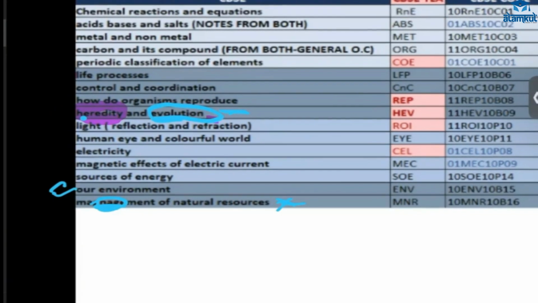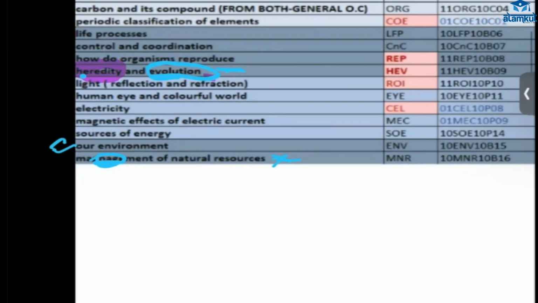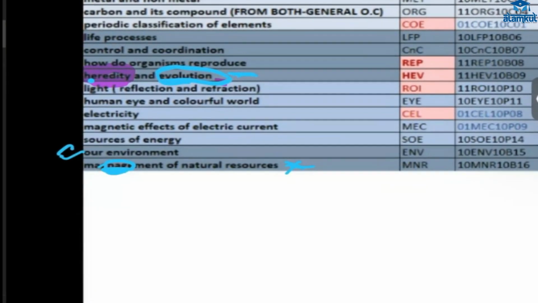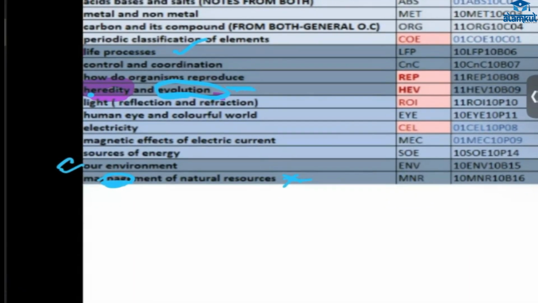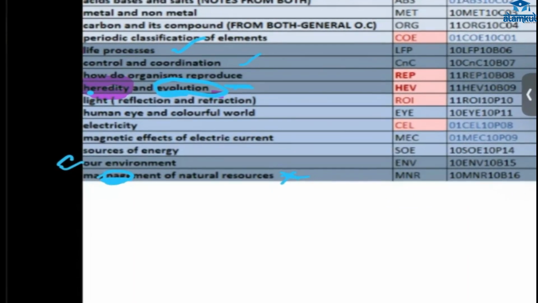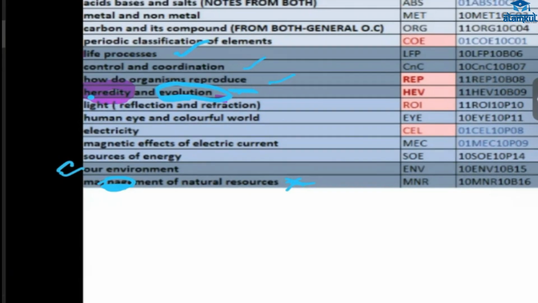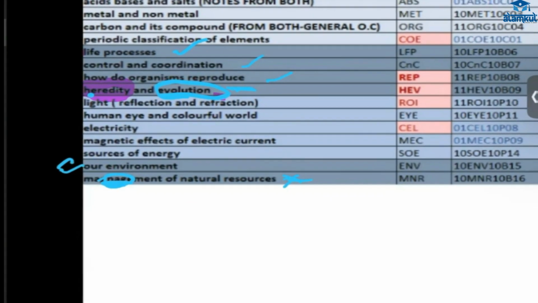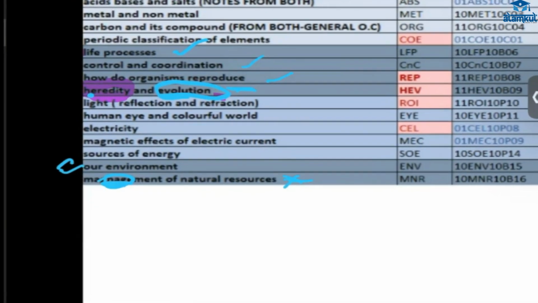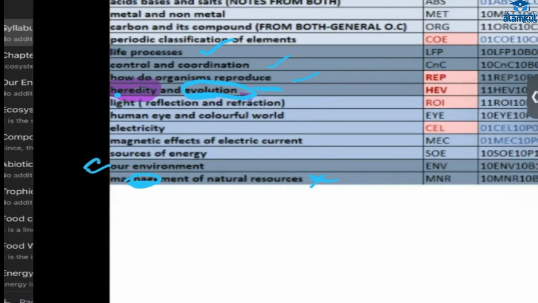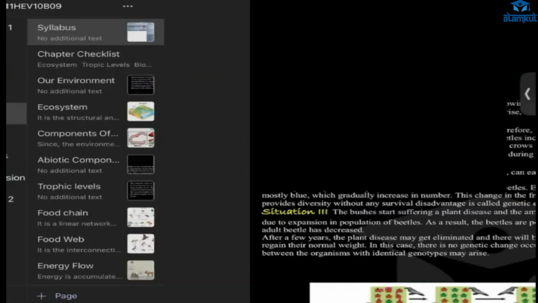Okay, this is the syllabus you have, right? Yeah, we have learned life processes, control and coordination, how do organisms reproduce, heredity, evolution. The last is our environment. Okay, now we will complete this.